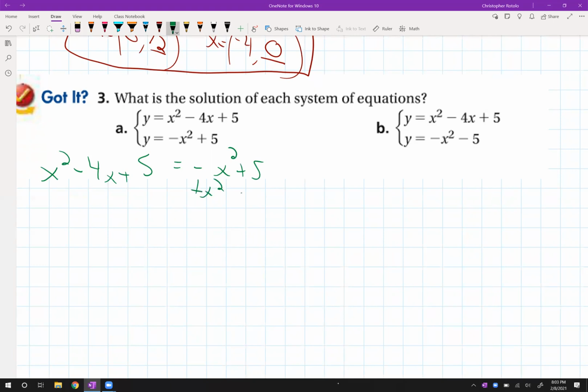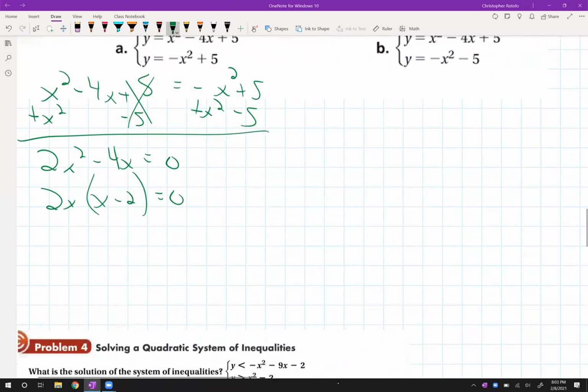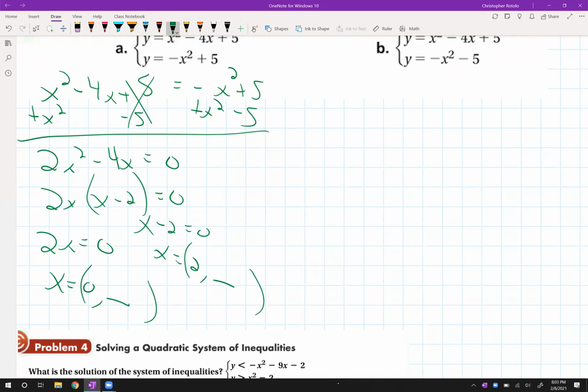This time I'm going to add x squared and subtract 5, add x squared and subtract 5. All right, it looks like we're going to get rid of these, so we're going to have another GCF, 2x squared minus 4x equals 0. So 2x and x minus 2, remember using our GCF. 2x equals 0, so x equals 0, comma, what's the other half of it? Here we got x minus 2 equals 0, so x equals 2, comma, what's the other half of it?